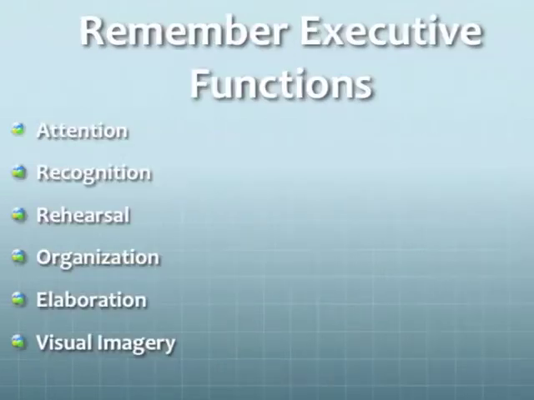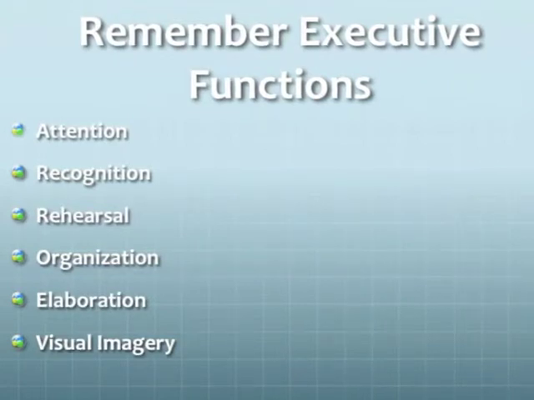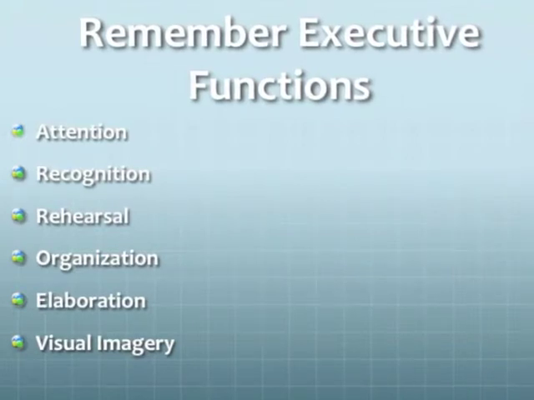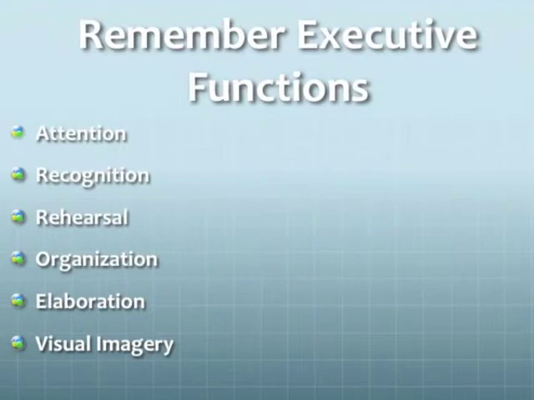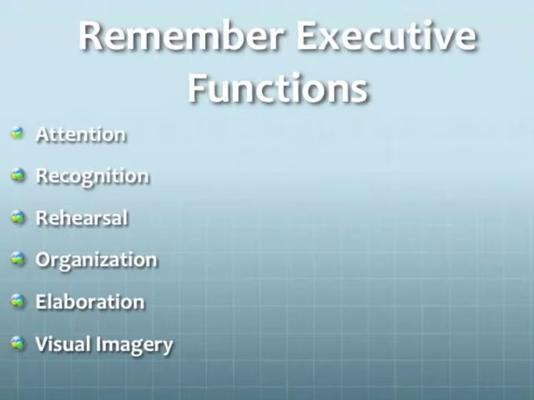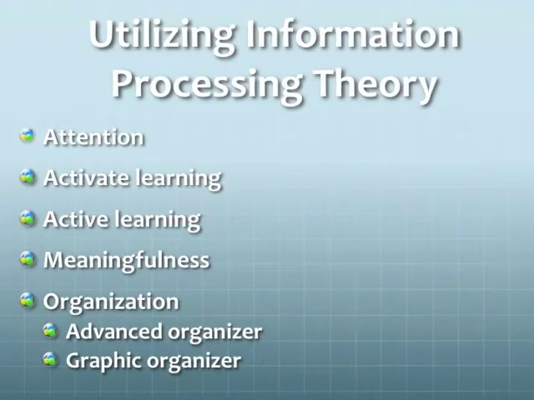So just a reminder of the executive functions, or those things or actions that get information from one place to another in the brain. First, attention and recognition get information from the sensory register to short-term memory, so it can be processed. Then the processing, or how it gets from short-term to long-term memory, happens with rehearsal, organization, elaboration, and visual imagery. So how do we use the knowledge we have about the limitations or characteristics of some of these memory stores and our knowledge of executive functions?